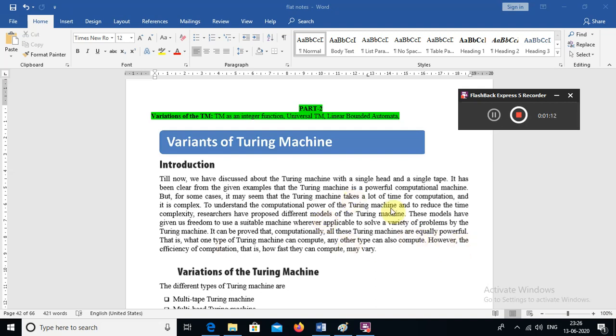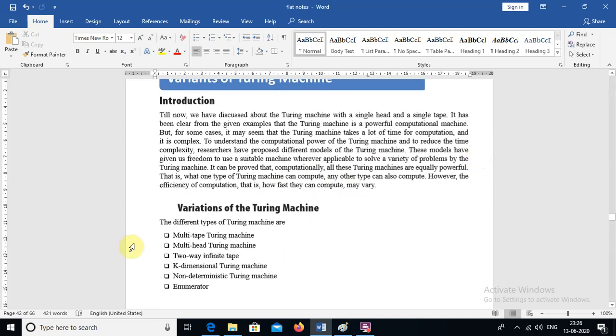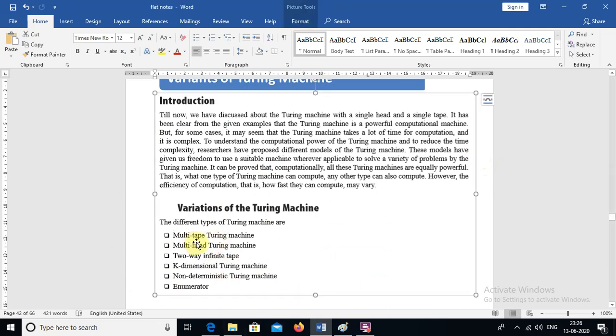And remember one thing: every type of Turing machine, that means the different variants we are proposing right now, has the same capability, but based on the problem type, the computation power may vary. So these are the six variations of the Turing machine, that means types: multi-tape Turing machine, multi-head Turing machine, two-way infinite tape, k-dimensional Turing machine, non-deterministic Turing machine, and enumerator.